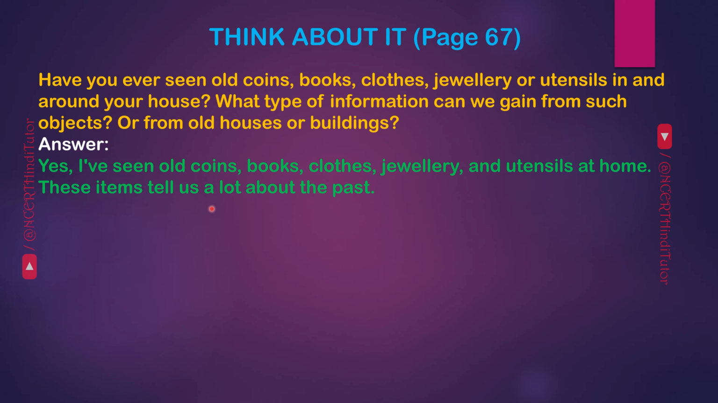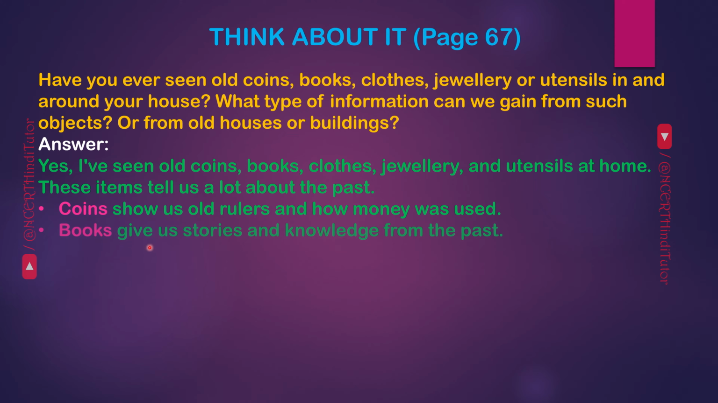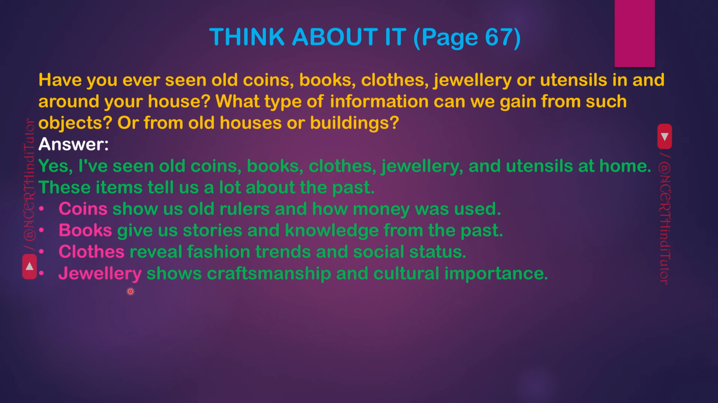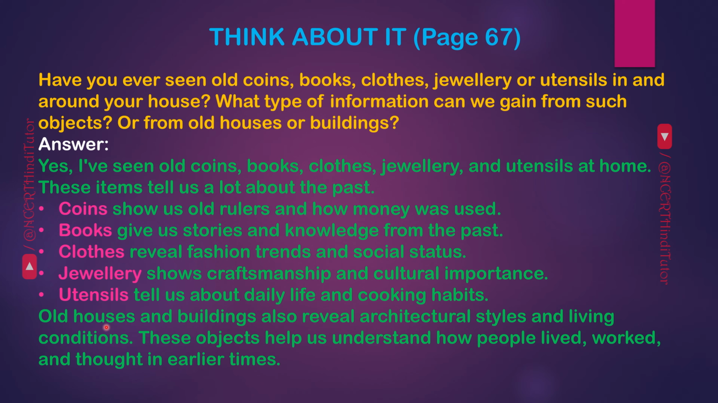These items tell us a lot about the past. First, coins show us old rulers and how money was used. Books give us stories and knowledge from the past. Clothes reveal fashion trends and social status. Jewelry shows craftsmanship and cultural importance. Utensils tell us about daily life and cooking habits. Old houses and buildings also reveal architectural styles and living conditions. These objects help us understand how people lived, worked, and thought in earlier times.